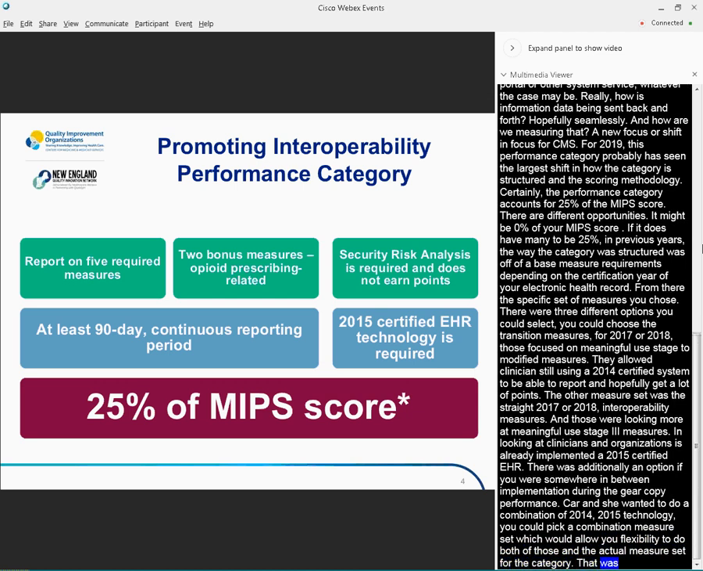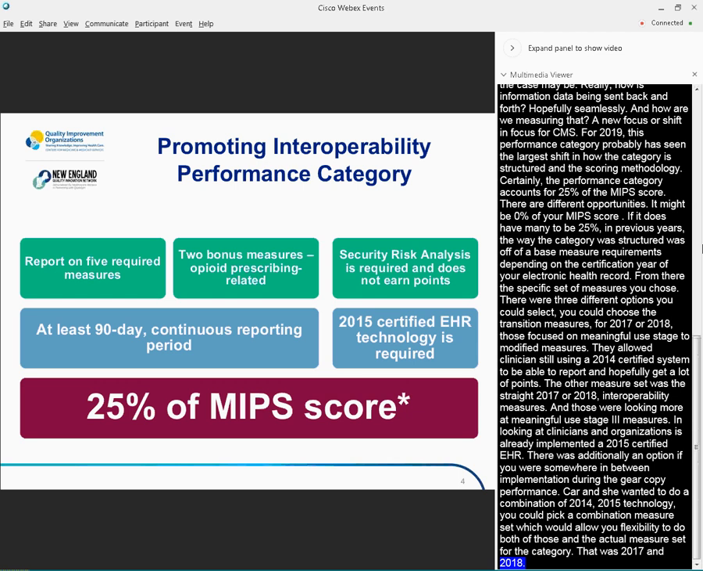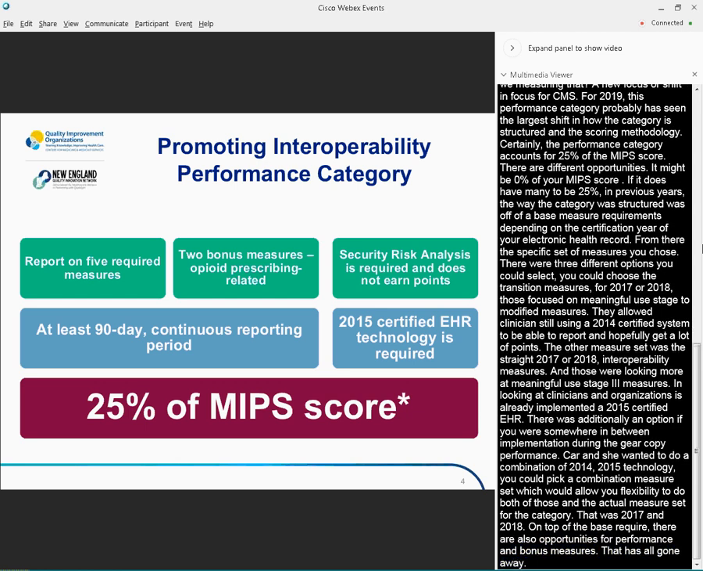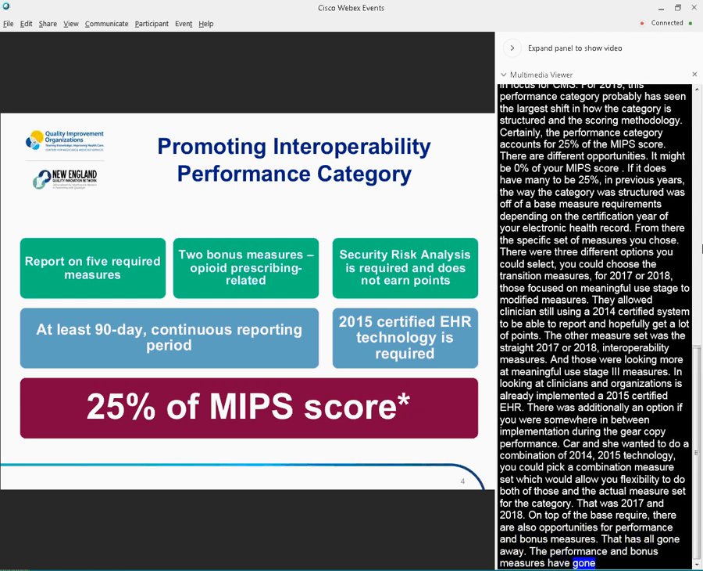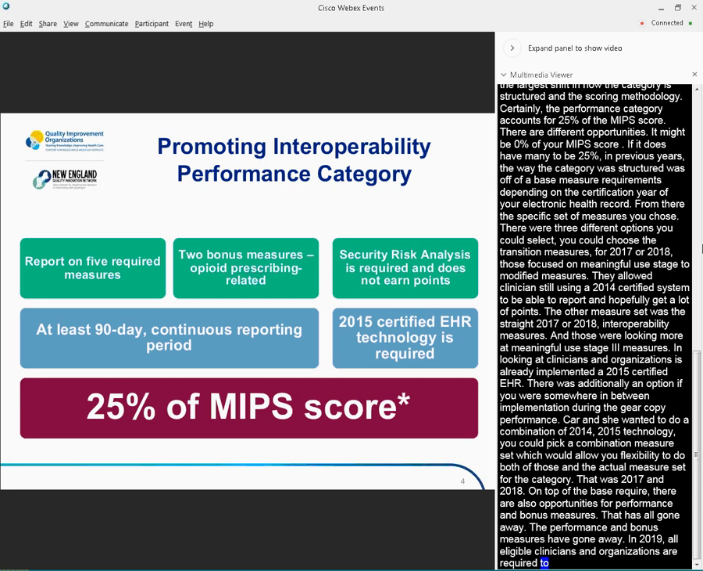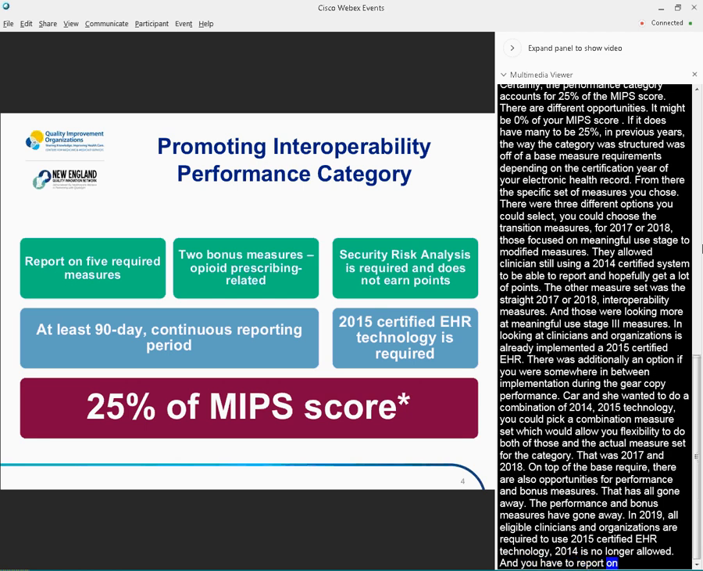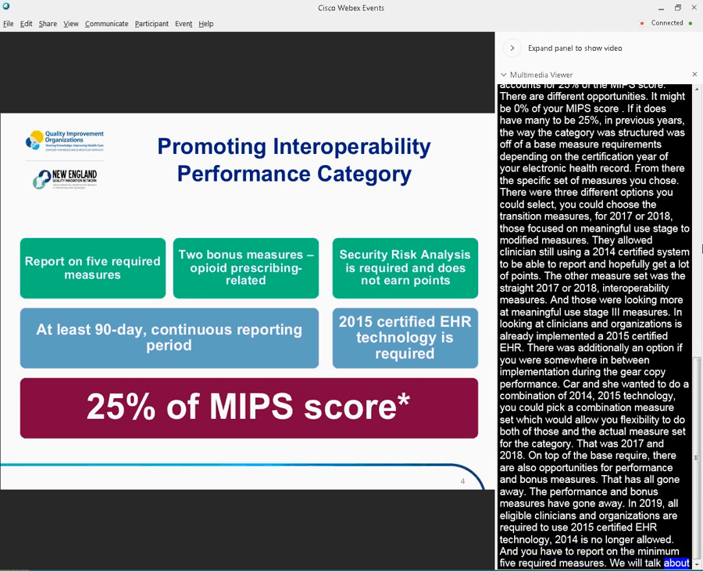On top of the base required, there were also opportunities for performance and bonus measures. That has all gone away. Well, maybe not the base requirement, but the performance and bonus measures have gone away. So in 2019, all eligible clinicians and organizations are required to use 2015 certified EHR technology. 2014 is no longer allowed. And you have to report on a minimum of 5 required measures. And we'll talk about what those measures are. There are 2 additional bonus measures that are both really looking at opioids.